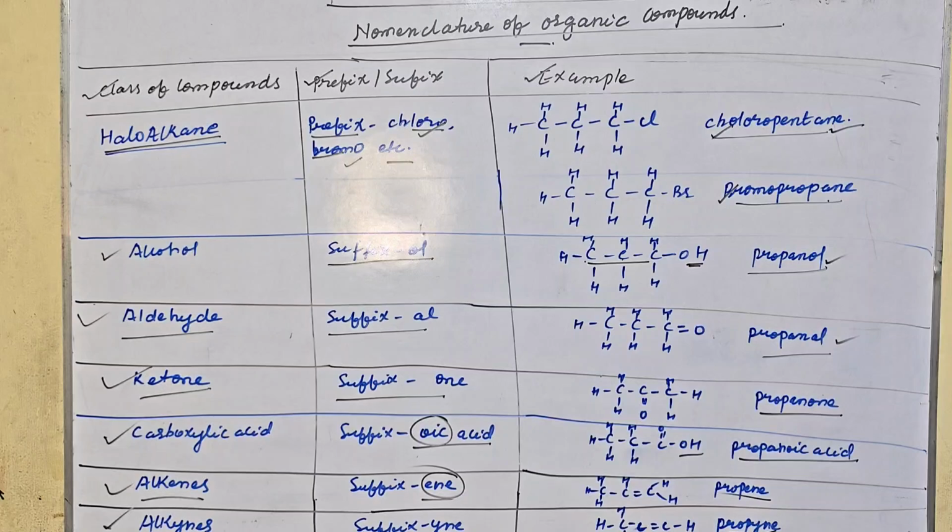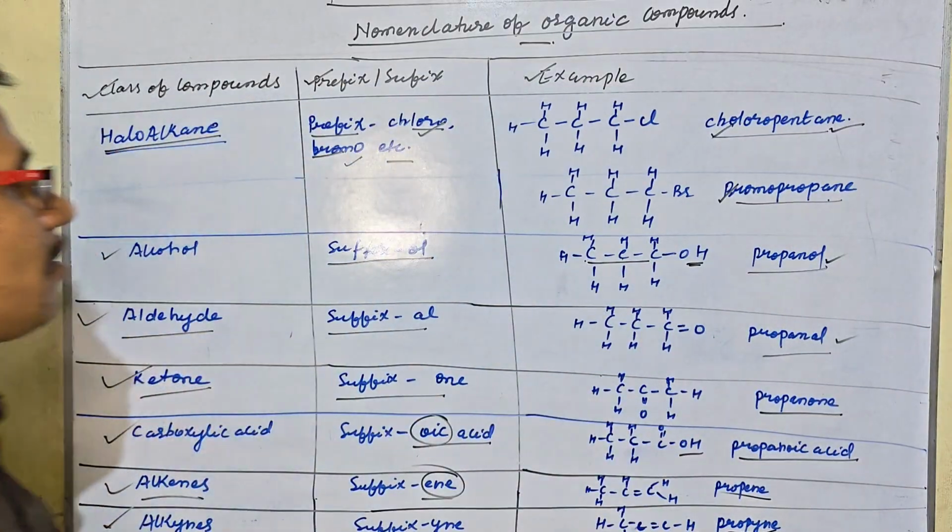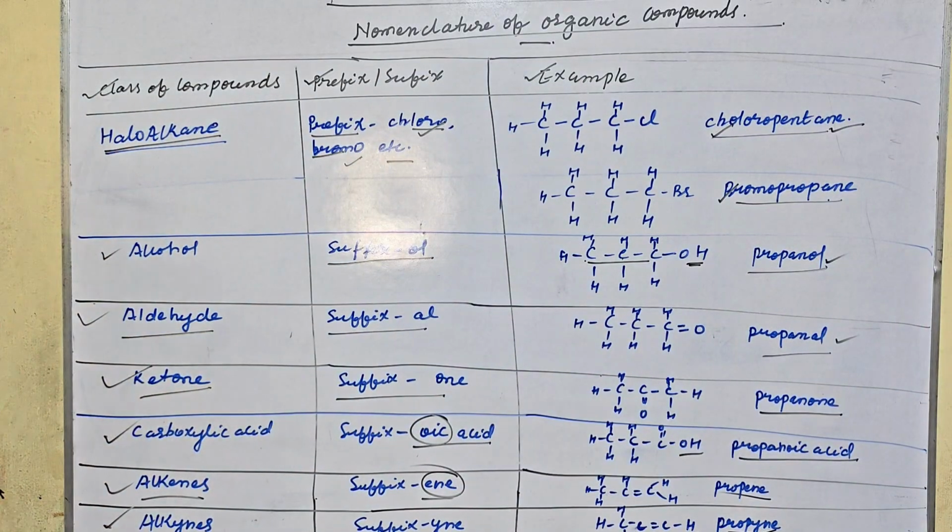So in the nomenclature of carbon compounds or organic compounds, the main thing is the IUPAC system of nomenclature: word root, suffix, prefix, secondary prefix, primary suffix, the different types of compounds, and writing the name of an organic compound. So this is the summary of the nomenclature of organic compounds. My dear students, come to the topic.